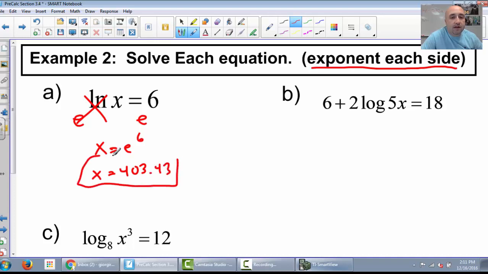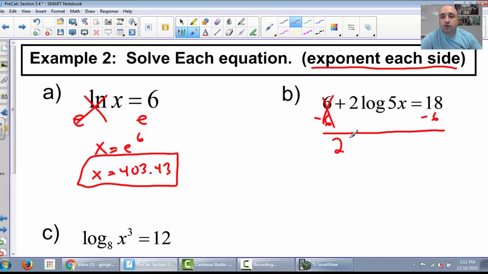403.43. There's my x. So we used raising the equation to something to get rid of our logs so we can attack the problem. Okay? So now let's do the second one. I need to get the log by itself, so I'm going to subtract 6. So I have 2 log of 5x equals 18 minus 6 is 12.